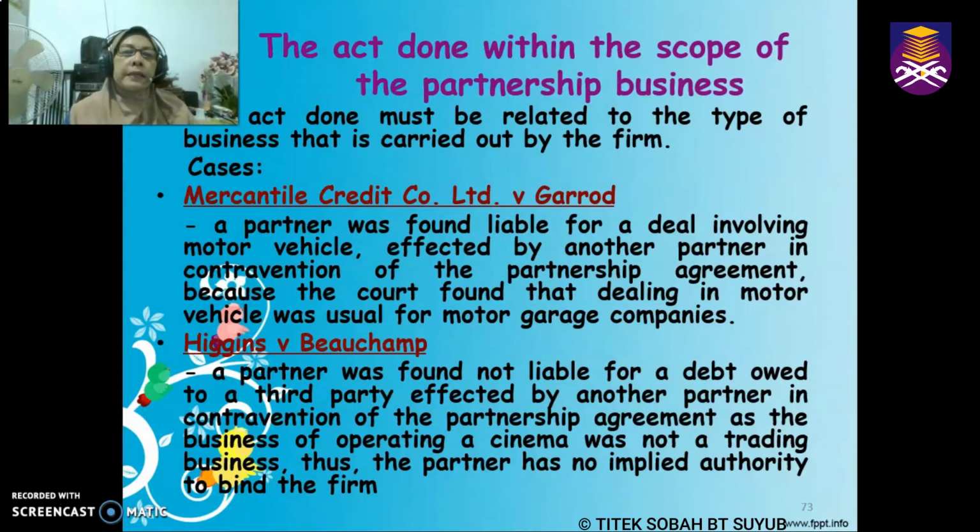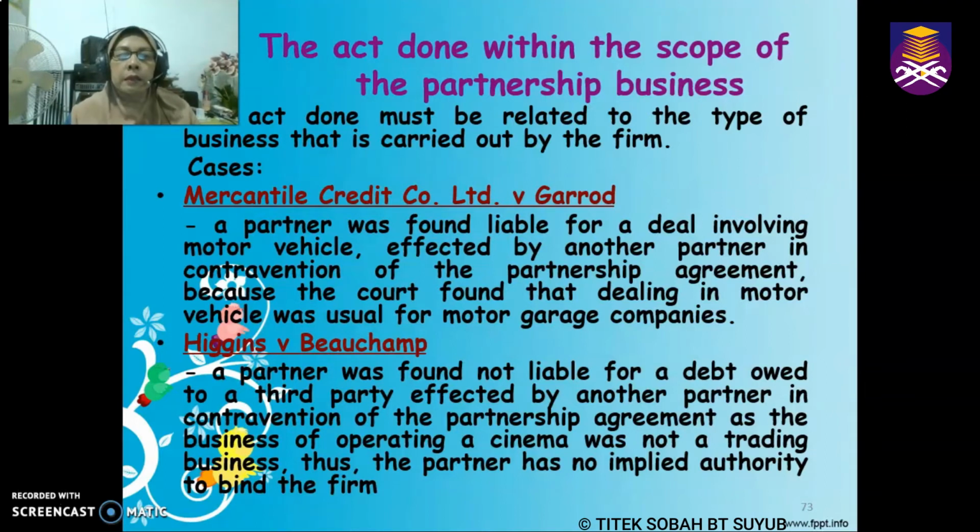In the case of Mercantile Credit, the firm was found liable for a deal involving a motor vehicle which was entered into by another partner, and what he did was in contravention of the partnership agreement. So why did the court hold that the firm is liable?